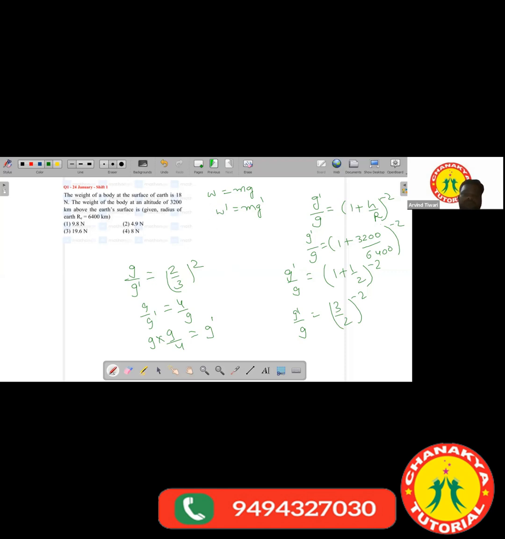You can take out this ratio w by w dash, m and m will get cancelled. We want to find out w dash. We have already got g by g dash, which is 4 by 9. So w by w dash, w is known to us as 18, over w dash will be equal to g by g dash, that's 4 by 9. So w dash will be equal to 18 times of, what should be the answer? Sir, is it 8? Yeah, the correct answer is 8 Newton.